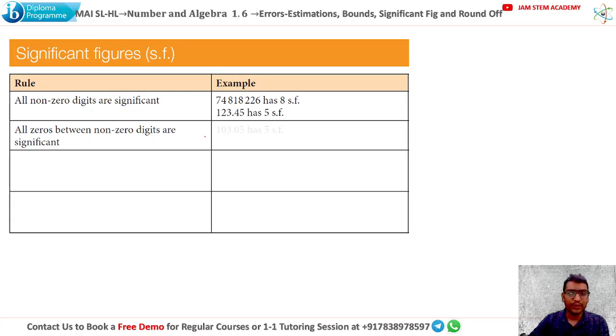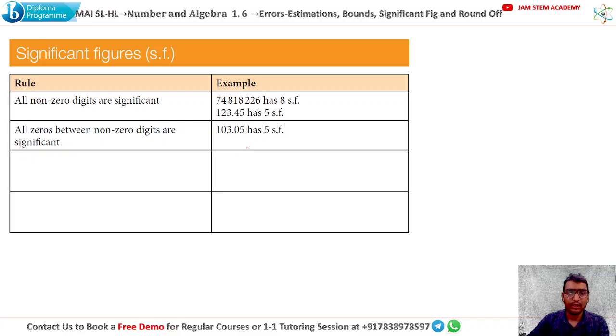For example, we have 103.05. Here, as you can see, there is a zero between two non-zero digits, right? And again, there is a zero between two non-zero digits. It's not only for one zero, as many zeros as there are between two non-zero digits, they are all considered as significant figures. So here 5 significant figures are there.